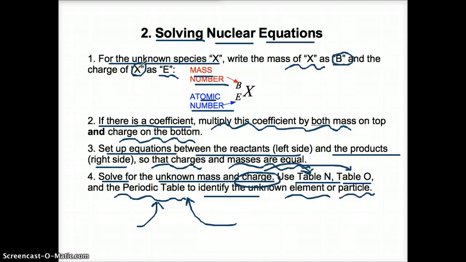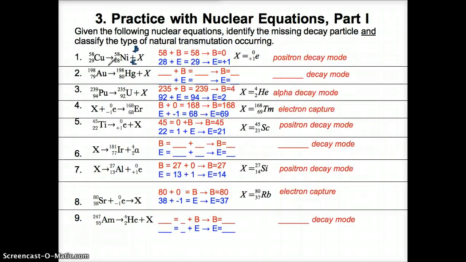Step 3, we have to set up equations between the reactants and the products so that the charges on the bottom and the masses on top are equal. If we do that, the mass on the top left in the reactants is 58, and that's equal to the sum of the masses of the products for Ni and X, which are 58 plus B. So 58 plus B in the products is equal to 58 in the reactants. And for the charges on the bottom left, the reactants have 29 for Cu, and that's equal to the sum of the charges on the bottom left for the products, which is 28 plus E, 28 coming from Ni, E coming from X.